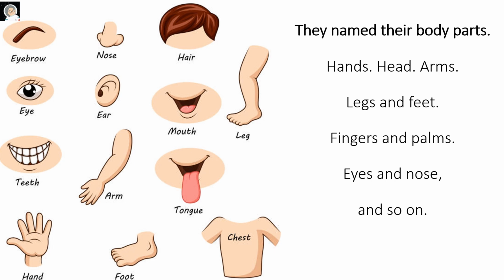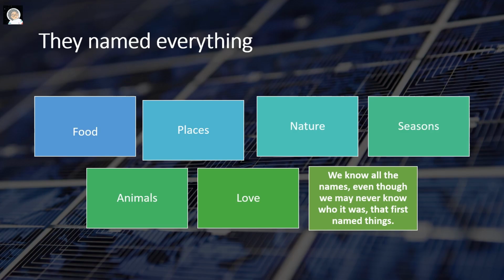They named their body parts: hands, head, arms, legs and feet, fingers and palms, eyes and nose, and so on. They named everything: food, places, nature, and seasons, animals, love. We know all the names, even though we may never know who it was that first named things.